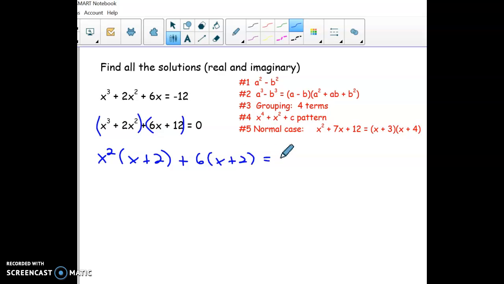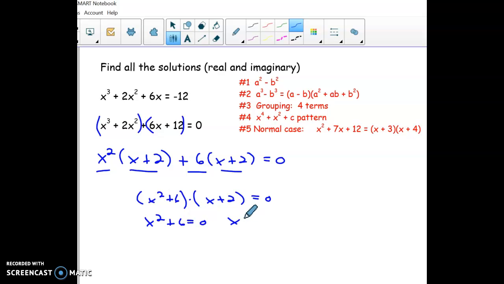Things are looking good because these parts match. So our two factors are the parts that match, x plus 2, and then the parts that are in front, so that would be x squared plus 6. Now just set the parts to 0. So x squared plus 6 equals 0, x plus 2 equals 0, and then solve these.